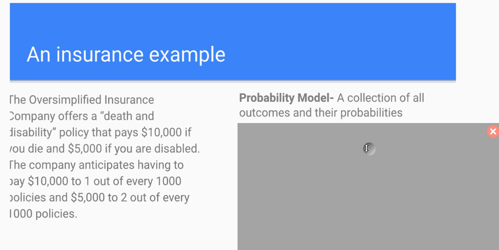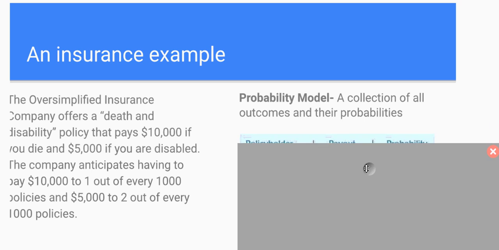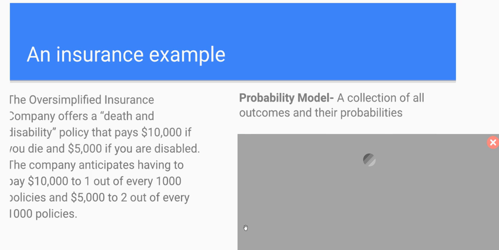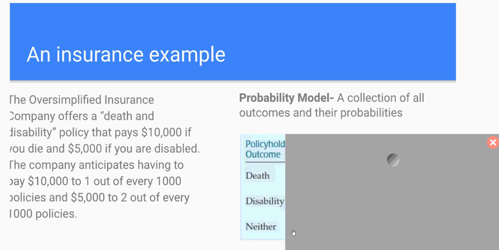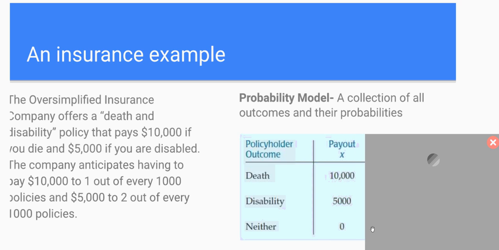And this is where some of the ideas from the previous chapters come into play, right? So we're looking at okay, we have 3 outcomes. We have 3 values that X could be. If X is the number of payouts, X could be death, disability, or neither. That's an option, right? And the payout, X, could either equal 10,000, 5,000, or nothing. When you buy insurance, you hopefully never get any of your money back because that means nothing bad has happened to you.